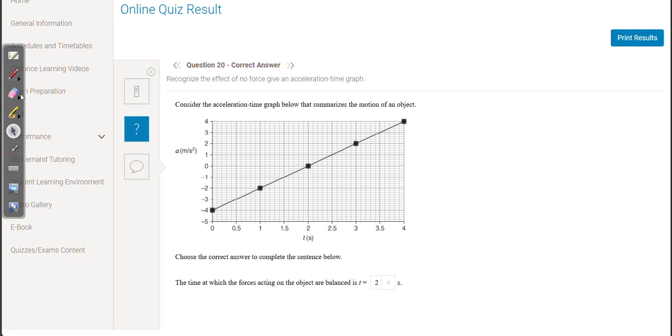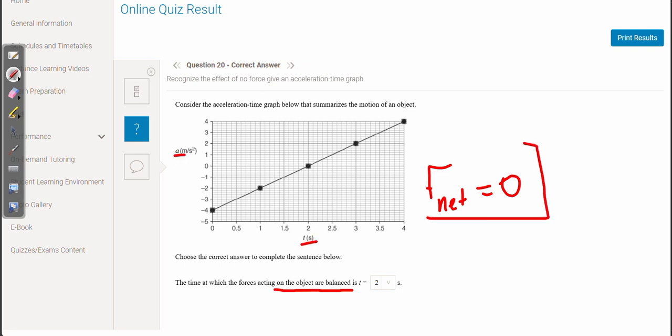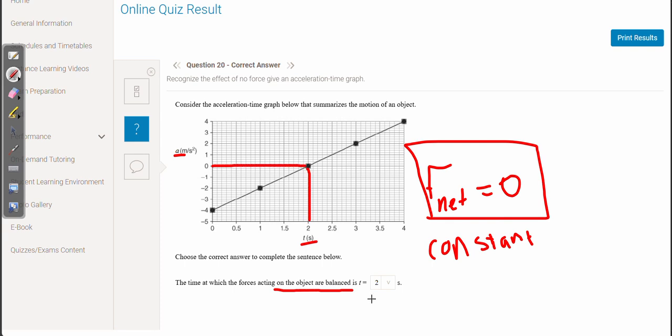Question 20. Again, the time at which the forces acting on the object are balanced. What do we mean by balanced? F net is 0. Here we have acceleration time. The trick of this question is to know that when you have balanced forces, then you have constant speed. What I mean by constant speed is that there is no acceleration. So acceleration must be 0. So at what time is acceleration 0? It's 2, which is the correct answer.